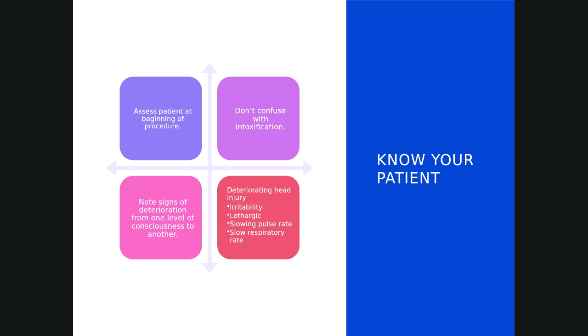You want to note any signs of deterioration from one level of consciousness to the other and pass that on to whoever is required to know, their physician, the nurse that's taking care of them, whoever that happens to be needs to be made aware of the change in condition. Times when they have a deteriorating head injury, they will become irritable, lethargic, they have a slow pulse rate, and a slowed respiratory rate.